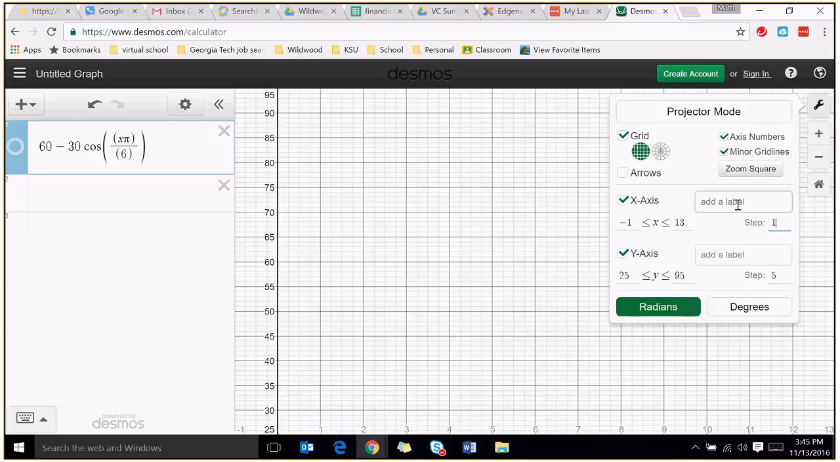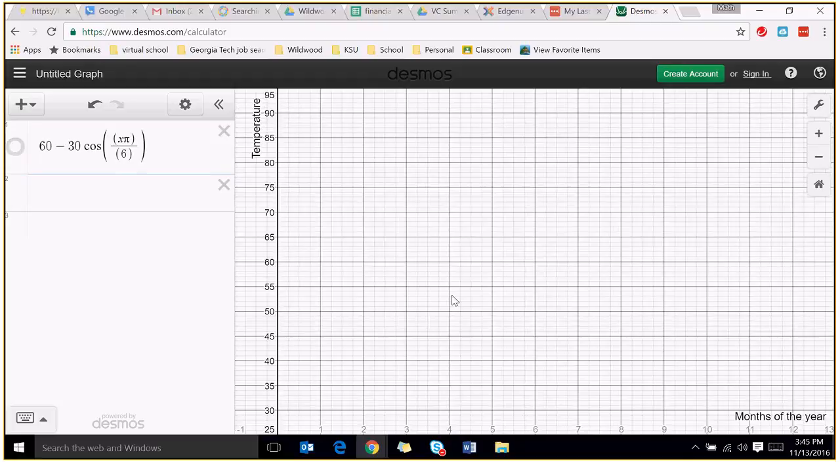What I really like about the Desmos graph, for example, is I could add a label here saying that my x-axis is the months of the year and my y-axis is the temperature, although I probably spelled that wrong. But anyways, so how do I get it to graph?